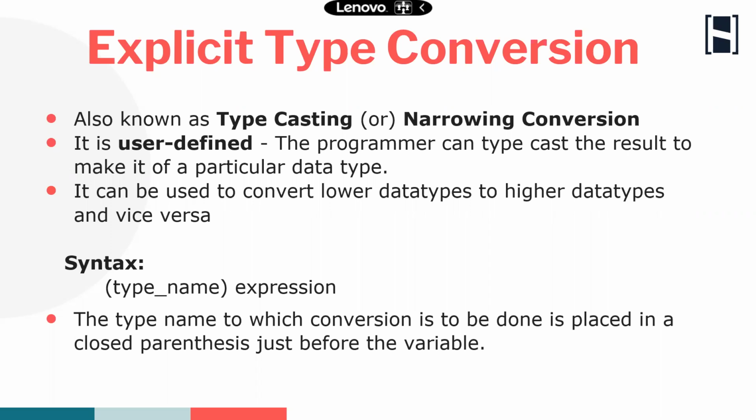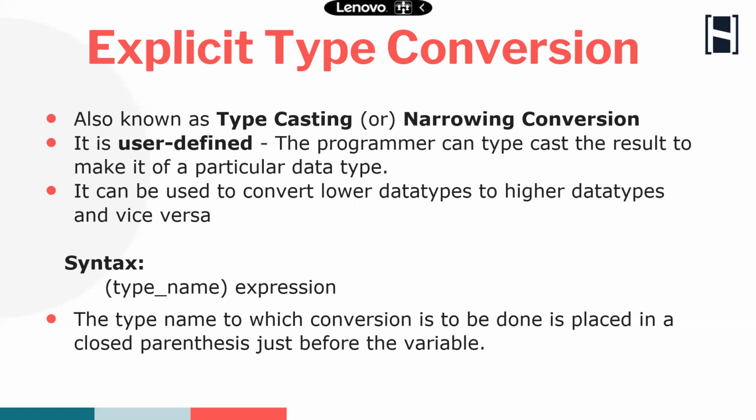So explicit type conversion is what we call user-defined conversion, typecasting, or narrowing conversion. Narrowing, that is, from a bigger data type, we can also fit it into a smaller data type. That is why we call this narrowing. Explicit type conversion is 100% the programmer's responsibility. So you, the programmer, have to do this. He or she is the one responsible for the process of conversion.